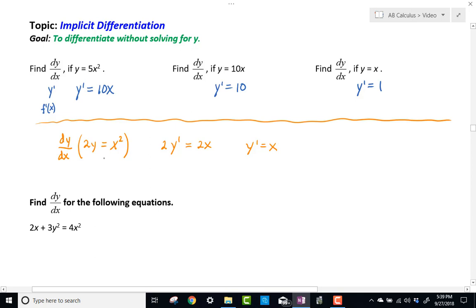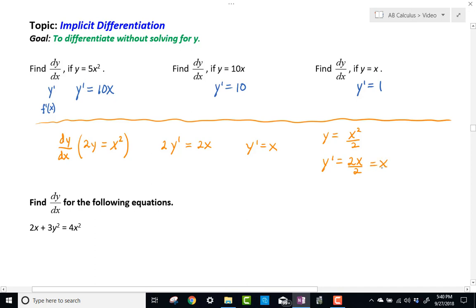If I took this same equation and divided both sides by 2, I would actually have y equals x squared over 2. And if I took the derivative of that, y prime would equal, the exponent would drop down in the front, so I would have 2x over 2, and that just equals x.